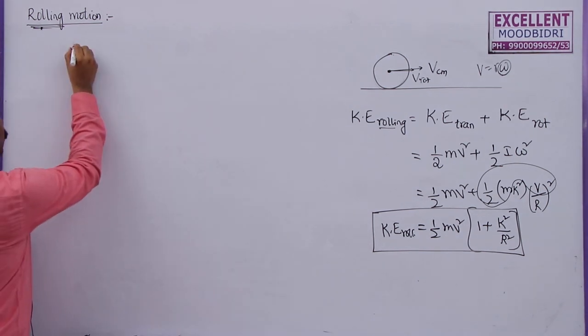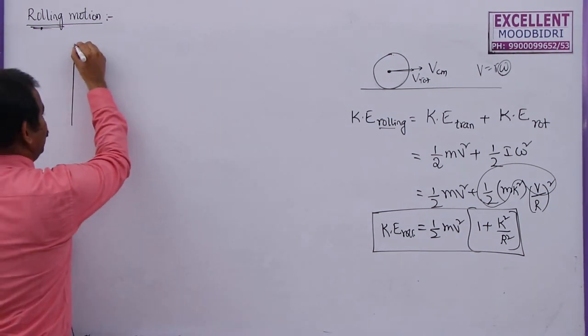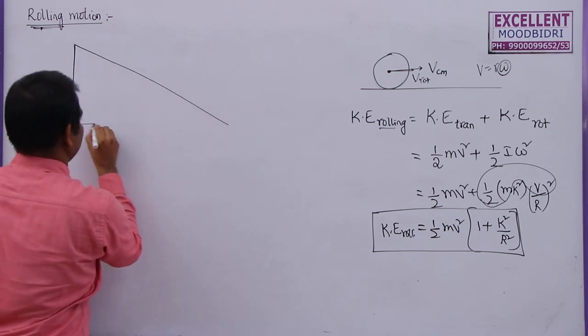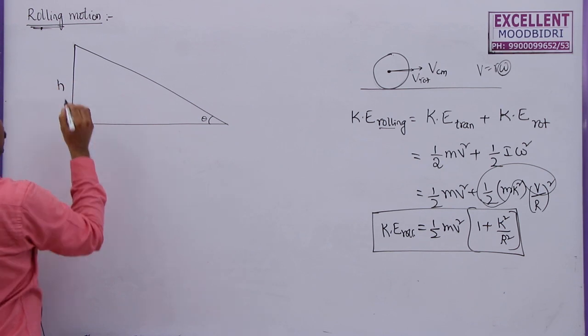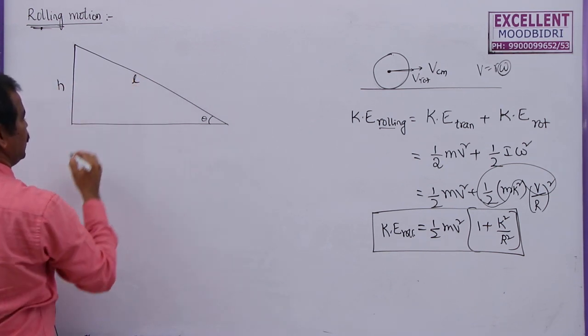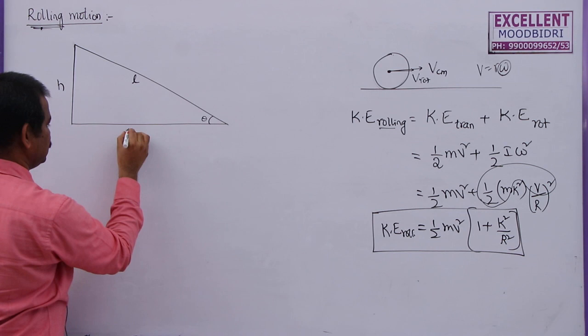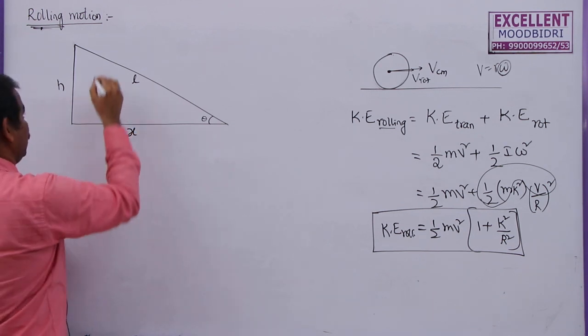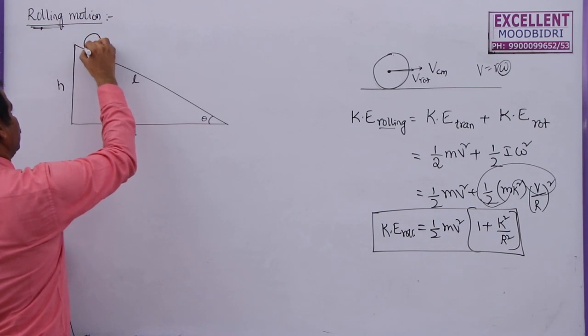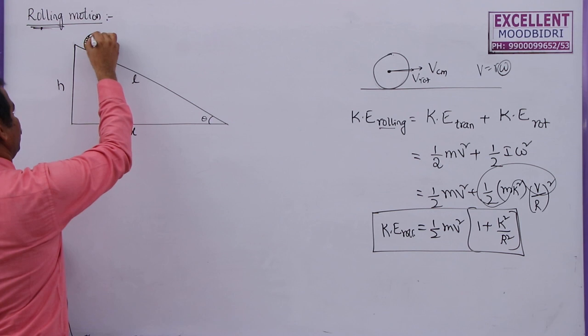Let us say one body is rolling on an inclined plane. This is an inclined plane of inclination theta. Height is h, length of this one is L. So let us say this is along the x-axis, the base length is x. Now here one object is rolling down from the top of the inclined plane.